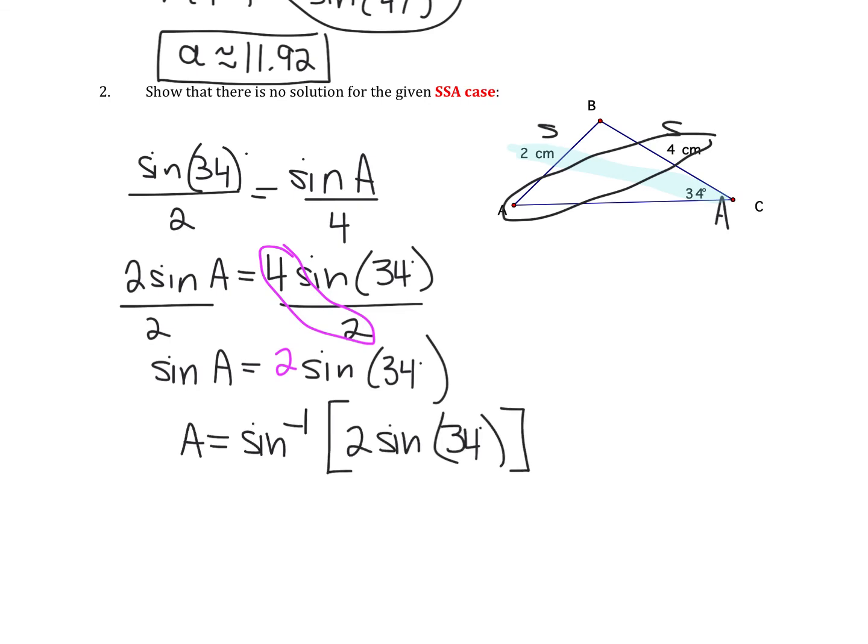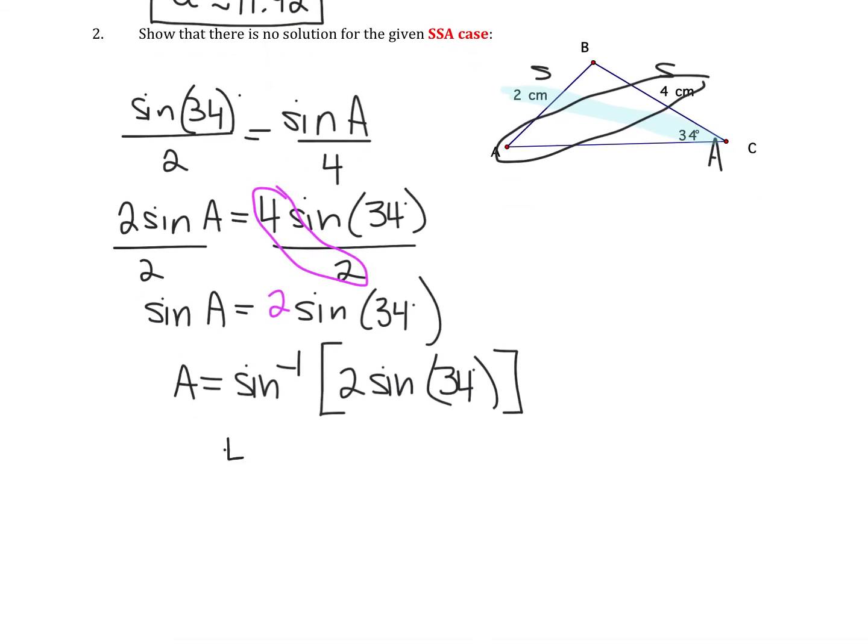On your calculator, do second sine, and then in parentheses, write 2 sine 34 degrees, close the parenthesis twice, and your calculator is going to tell you error. There's no such triangle that could possibly exist with these measurements. If you took a 2 centimeter stick and a 4 centimeter stick and then made a 34 degree angle, that triangle doesn't exist. Okay, so here there would be no triangle, no solution.